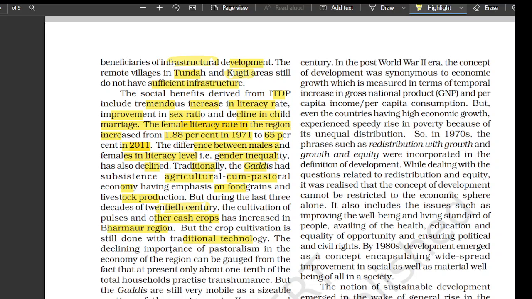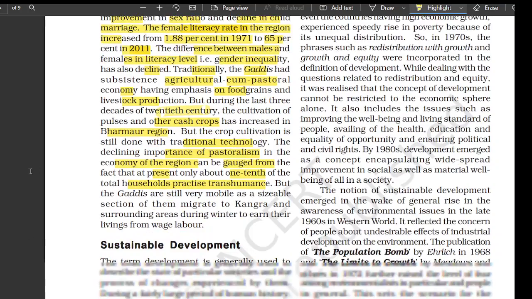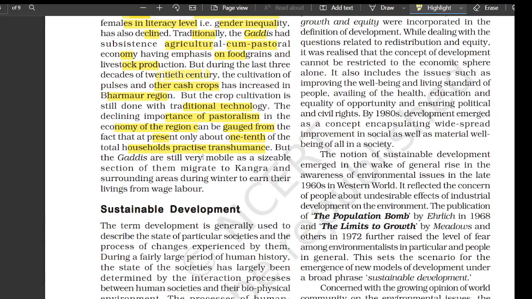The declining importance of pastoralism in the economy of the region can be gauged from the fact that at present only about one-tenth of the total households practice transhumance. But the Gaddis are still very mobile, as a sizable section of them migrate to Kangra and surrounding areas during winter to earn their living from wage labor.